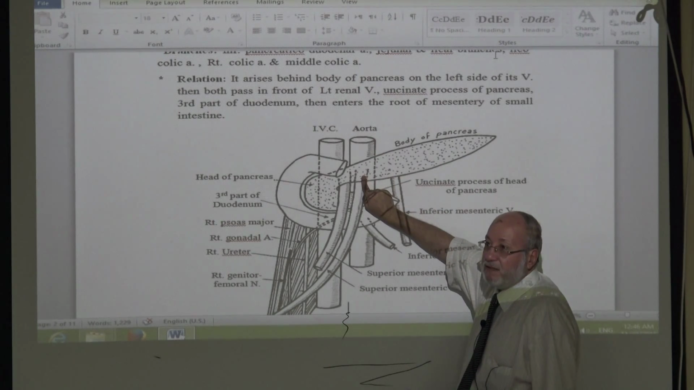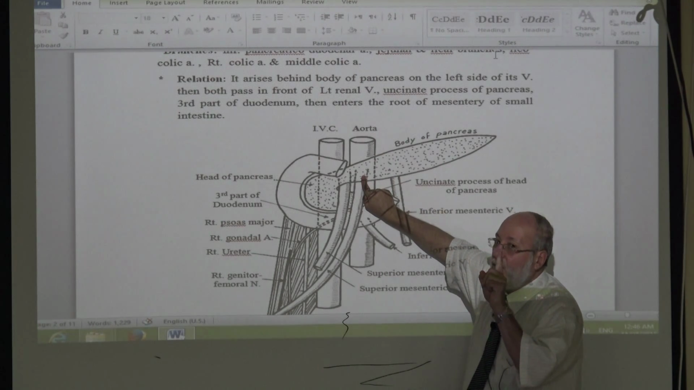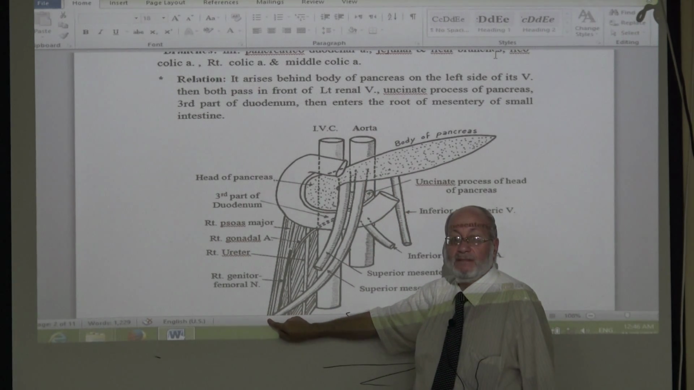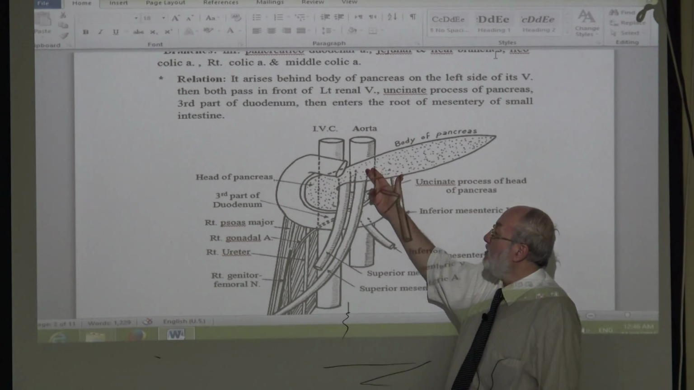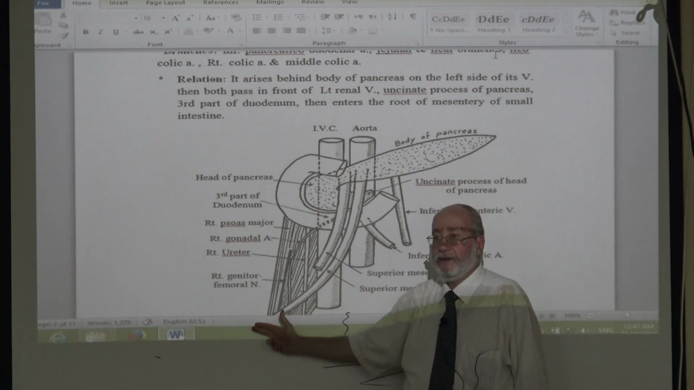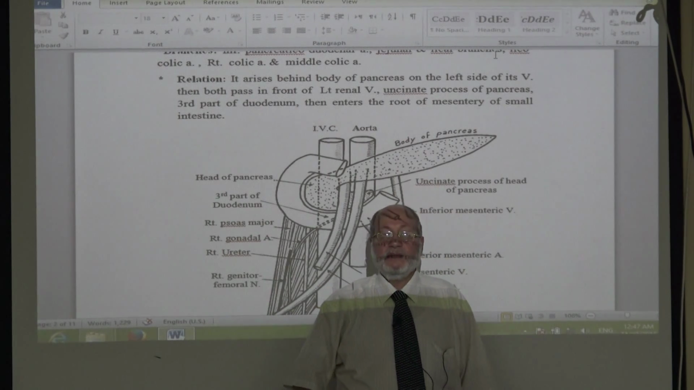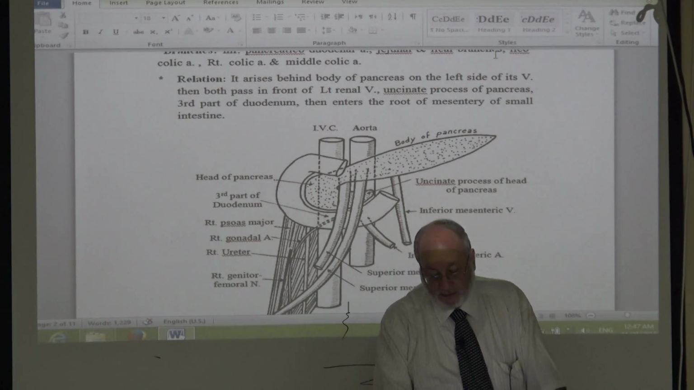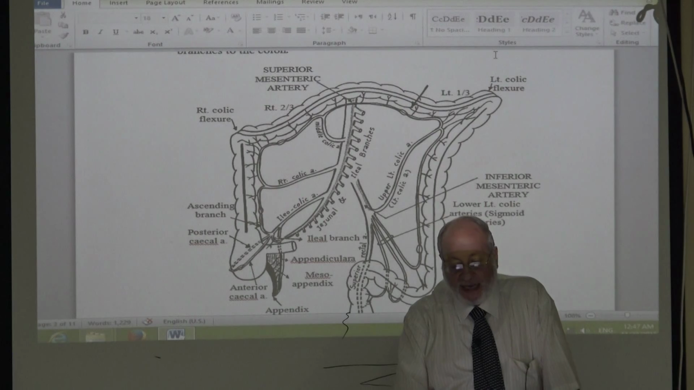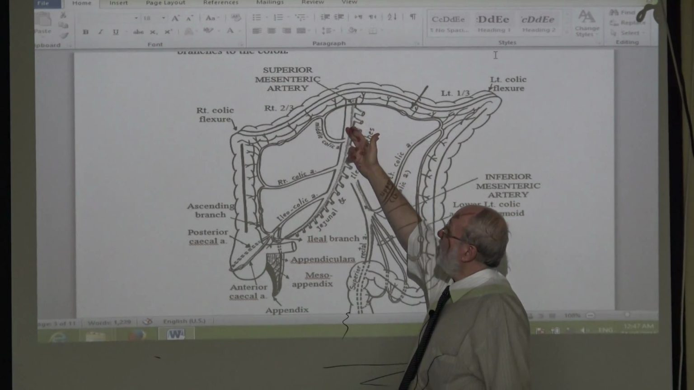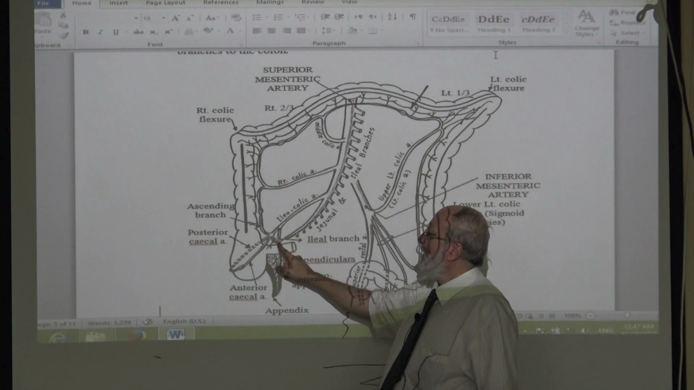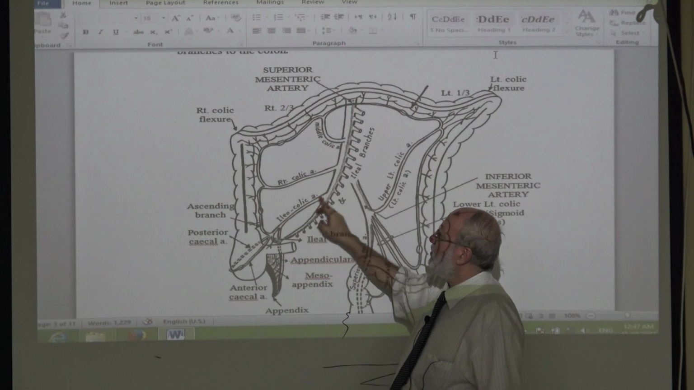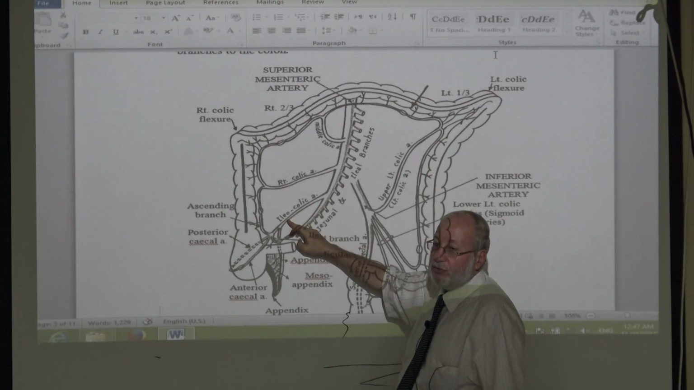Behind the body of the pancreas, at the level of the lower border of L1, arises the superior mesenteric artery. The superior mesenteric artery runs downward and to the right to end in the right iliac fossa, by anastomosing with one of its branches, which is called the ileocolic artery.